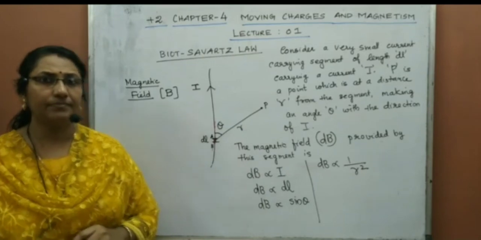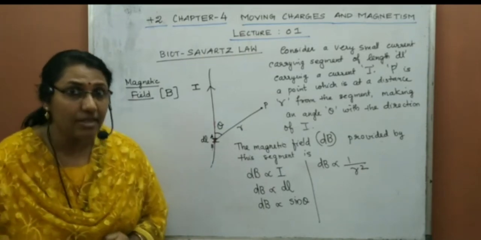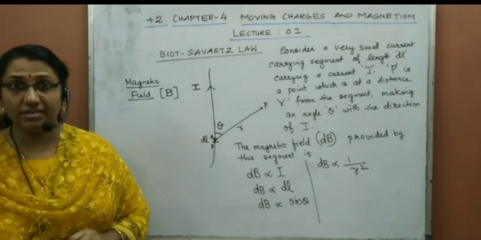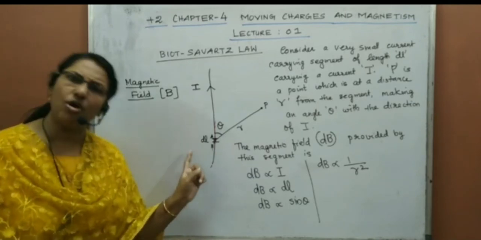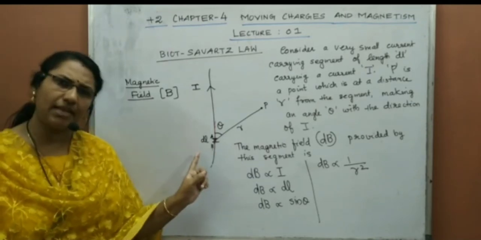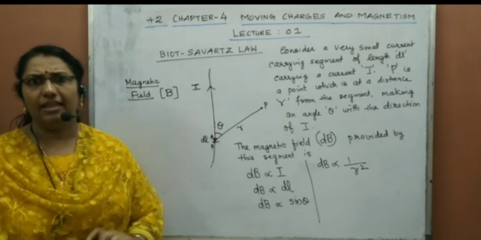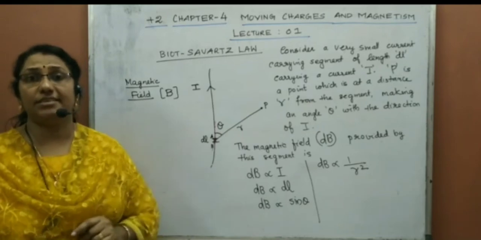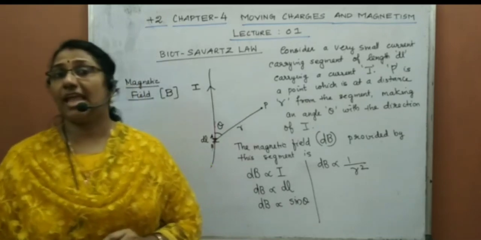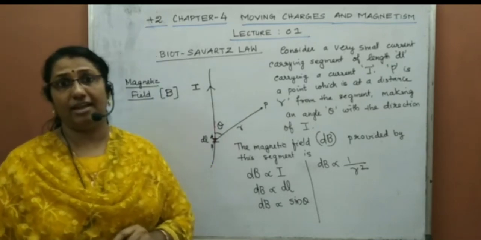Clear? So from experiments, Biot and Savart proved that the magnetic field dB produced by a very small current carrying segment of length dl carrying a current I, at a point P which is at a distance r from it, making an angle theta to the direction of current.